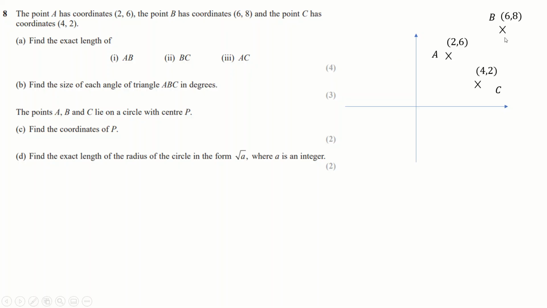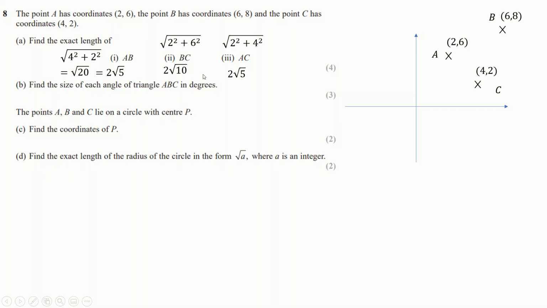The distance across is 4, up is 2, so this is going to be 4 squared plus 2 squared, square rooted, which simplified is 2 root 5. Your calculator will do that for you, of course. B to C, that's 2 across, 6 up, so that's 2 squared plus 6 squared, square rooted, which is 2 root 10, and then A to C just likewise.